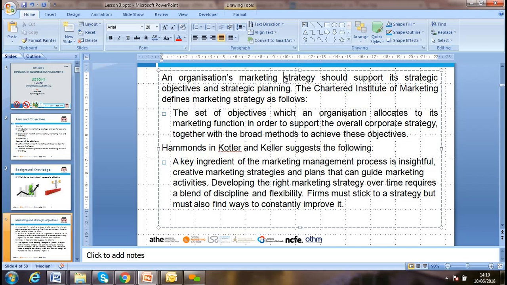So as an organization, marketing strategies should support its strategic objective, which means the corporate or long-term objective. When we're looking at planning, according to the Chartered Institute of Marketing, it is the set of objectives which an organization allocates to its marketing function in order to support overall corporate strategies or corporate objectives, together with the broad method of achieving these objectives. Any question here? Does it make sense? Yeah, no question.